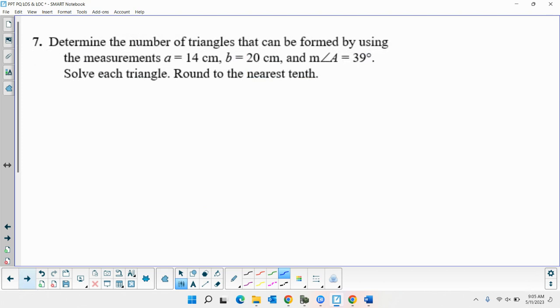All right, this one, what do you think is going to happen here? Two triangles. What do you think is going to happen tomorrow? Two triangles. Am I going to try to trick you? No. No, I'm not.